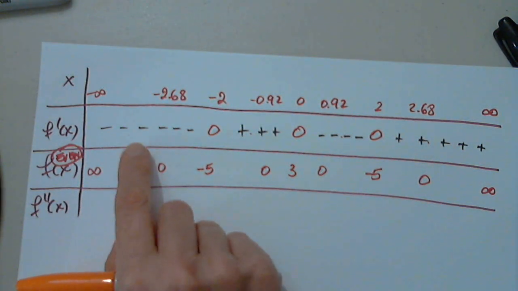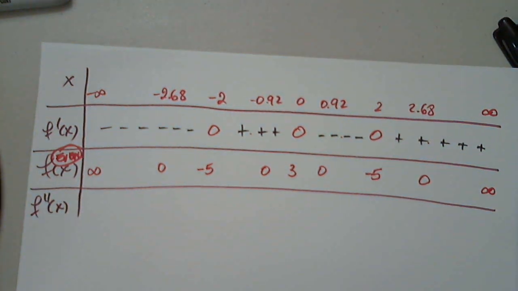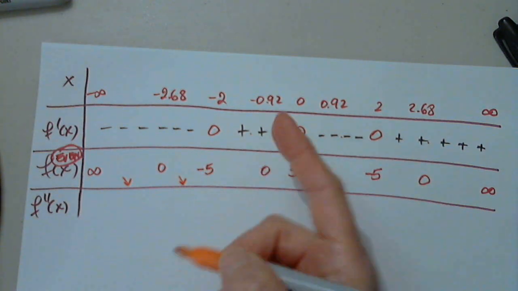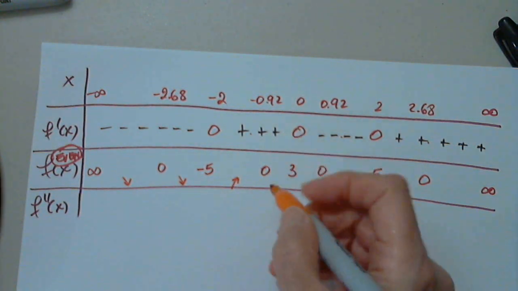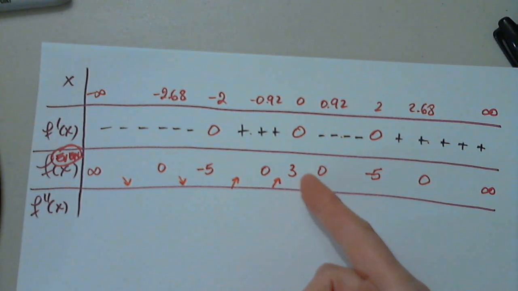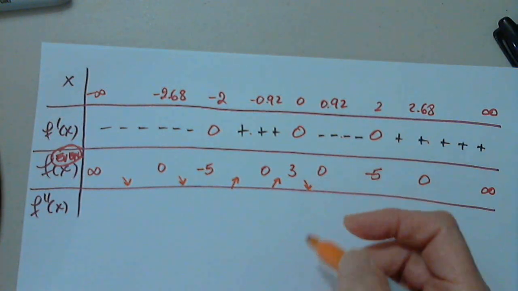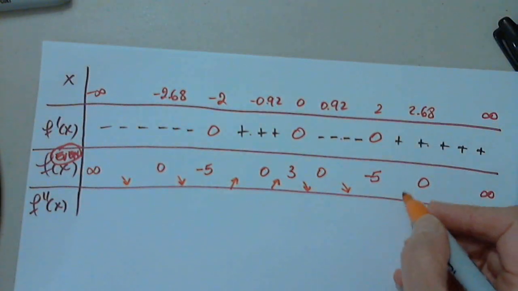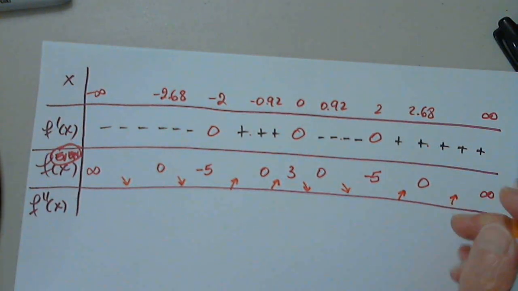From infinity to 0, yes, that's correct. From 0 to -5, yes, that's correct. From -5 to 0, yes, that's correct. From 0 to 3, yes, that's correct. From 3 to 0, yes, that's correct. From 0 to -5, yes, that's correct. And from -5 to 0, yes, that's correct. And from 0 to infinity, that's correct.